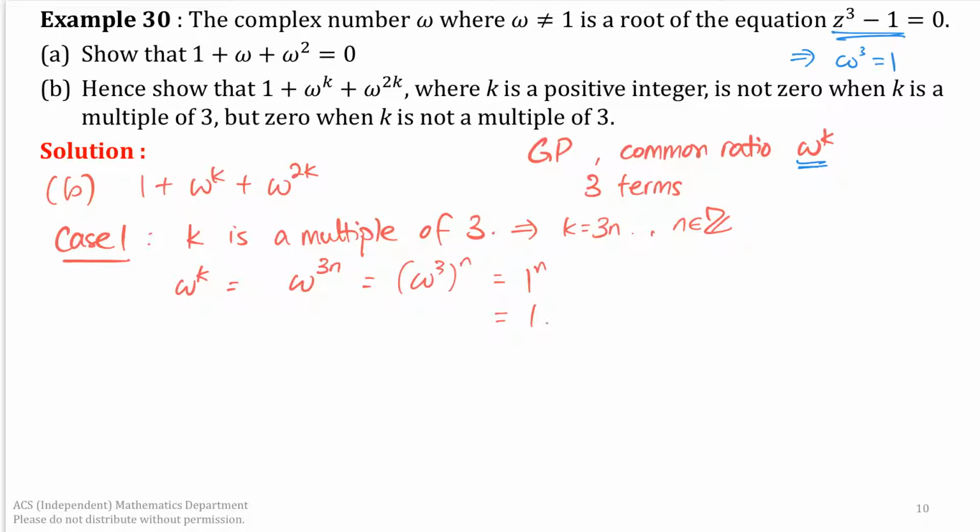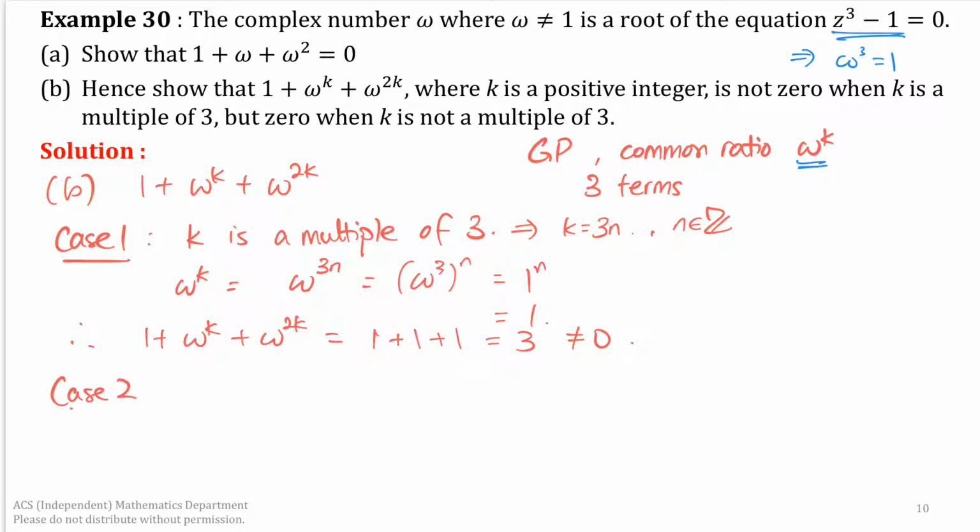But that's okay because omega to the power of k is just 1 no matter what, and omega to the power of 2k would also be 1. So therefore, 1 plus omega to the power of k plus omega to the power of 2k is just 1 plus 1 plus 1, equals 3, which is not 0, when k is a multiple of 3.